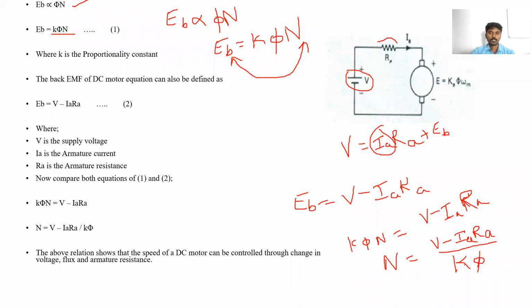Okay, so what is the relation between the speed and the flux? Inversely proportional. So whenever you want to run the motors above base speed, you have to decrease the field flux. To decrease the field flux, we have to decrease the field current. Clear? So whenever we decrease the field current, the speed is going to increase. So whenever you want to run the motor above the base speed, you have to go for the field flux control method. Clear?